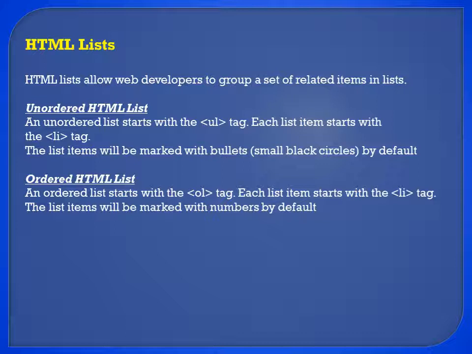An unordered list starts with the UL tag. Each list item starts with the li tag. Now to create the unordered list, the first tag we have to use is the UL tag. And when we create that list, we have to insert the list items in it. For that we have to use the li tag. The list items will be marked with bullets, that is, small black circles, by default.